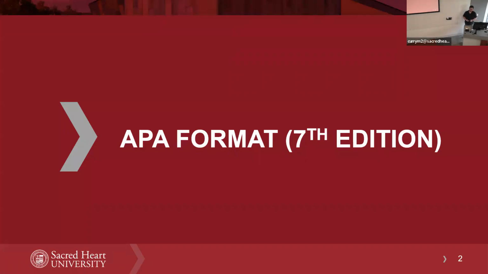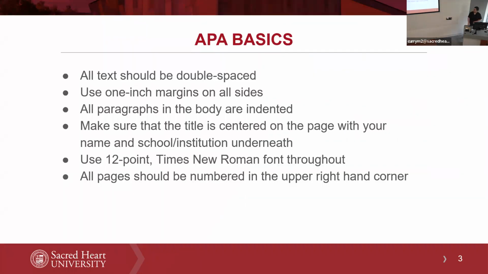And please note at the time of this recording that we are currently in the 7th edition of APA. So for those of you who are familiar with MLA, APA actually shares a lot of similarities, but there are some key differences. So first, let's go over the basics of what an APA paper should look like. So already you'll notice that, again, like with MLA, APA requires that all text be double-spaced, 12-point font, Times New Roman as the font, 1-inch margins, body paragraphs indented, stuff like that.